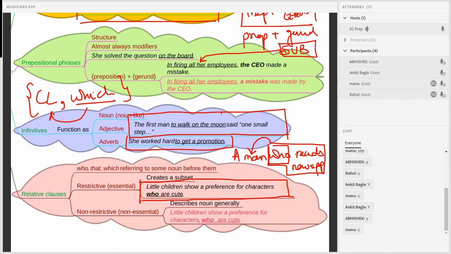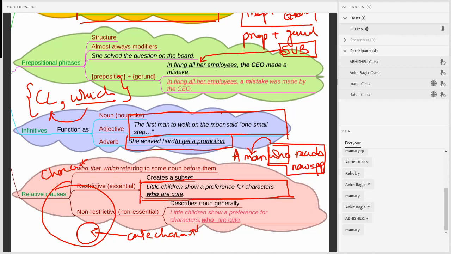So imagine that there is a larger set of characters, like a big set of characters, and we are saying little children like a subset of these characters, the cute characters. So you can remember it as a subset, or you can remember it as Abhishek said, which is particular characters. So specific characters, cute ones, not all characters, but specific ones.